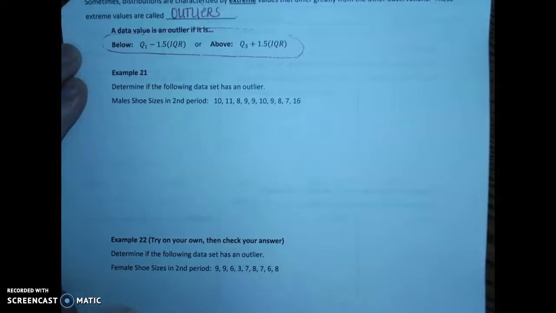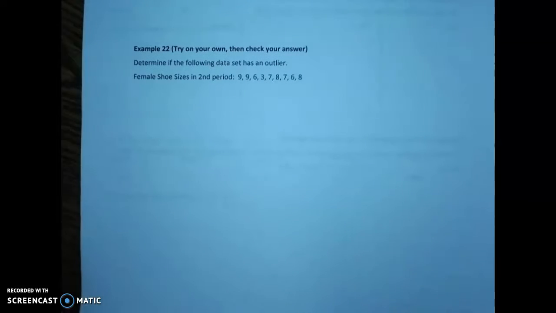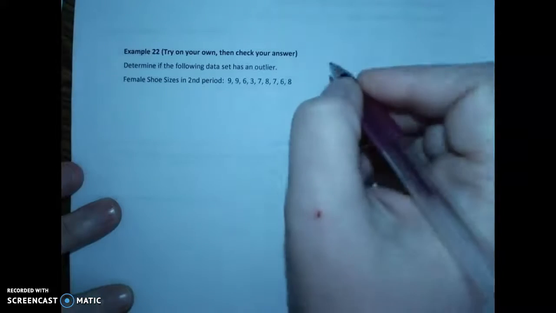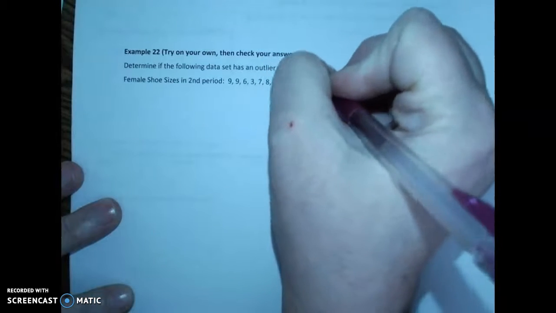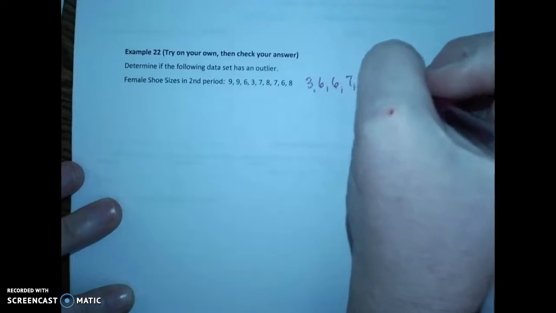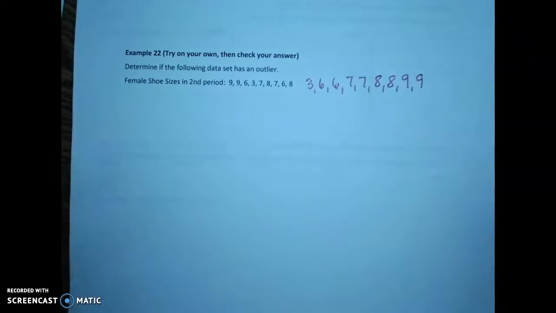We have to find the individual Q1 for the data set, Q3, and IQR, plug them in to find out the lower and upper values that are acceptable, that are not an outlier. So let's take a look. And remember, our data has to be put in order whenever we're talking about medians or quartiles or anything like that. So when I look at this data, it's going to be 3, 6, 6, 7, 7, 8, 8, 9, 9, smallest to largest. And then I count them.